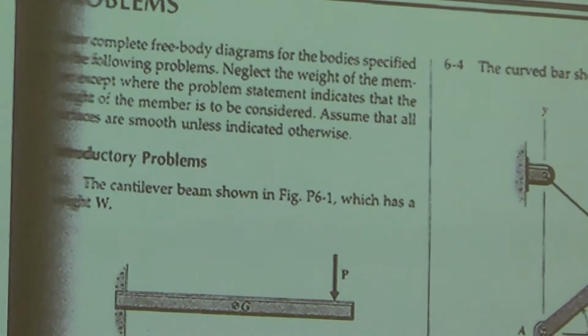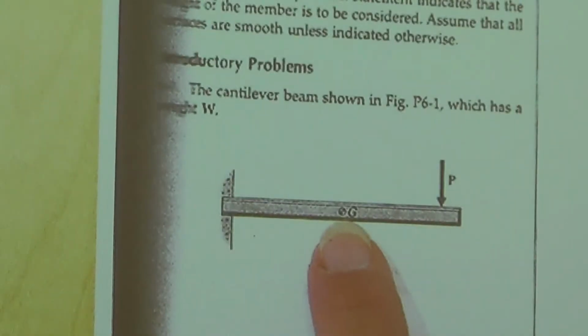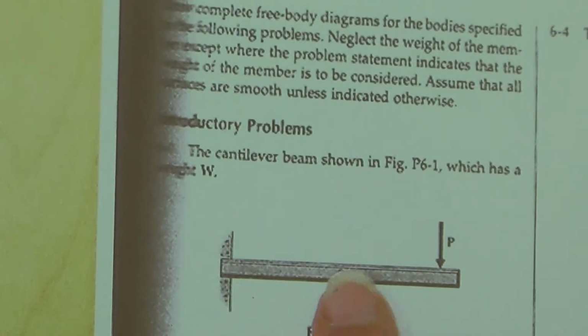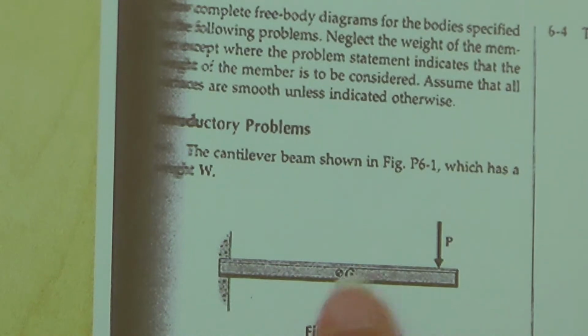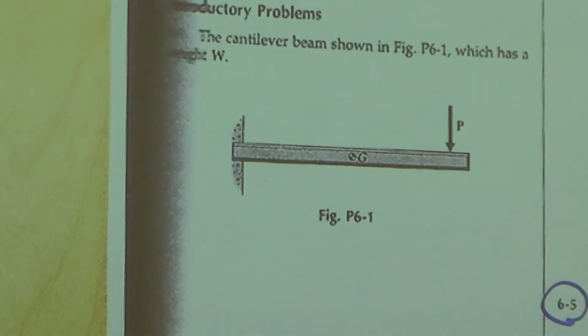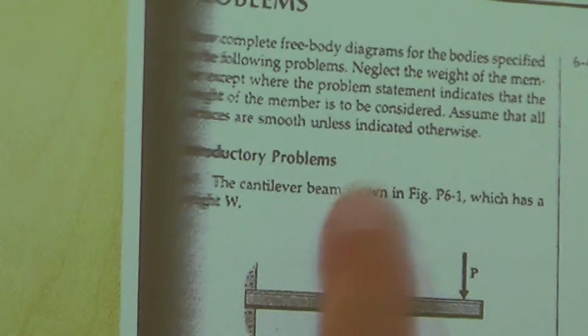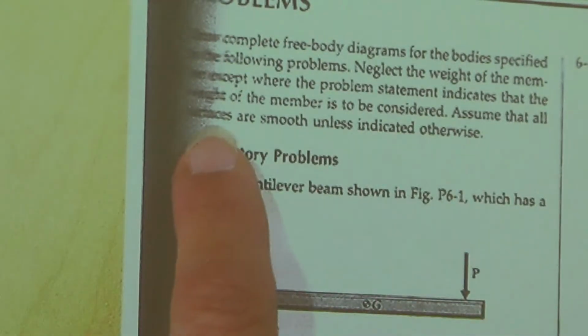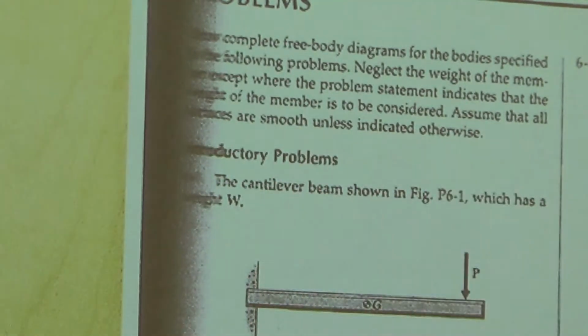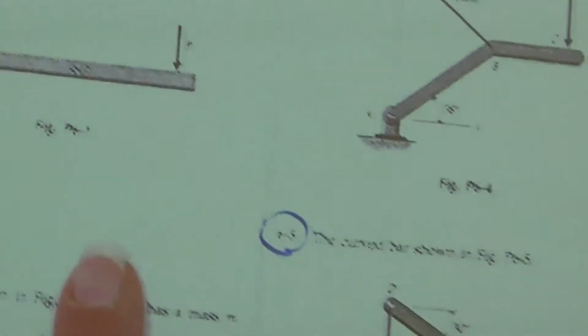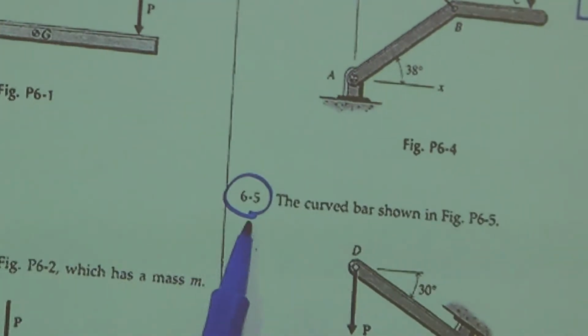Look at number 1. See how there's a little G there? What do you think that G means? Gravity, the center of gravity. So we're going to draw the weight for that one because it's showing us the position. On other ones, it doesn't show us, so we're not using the weight. Assume that all surfaces are smooth unless otherwise indicated. So what do they want us to do for number 3, 5?